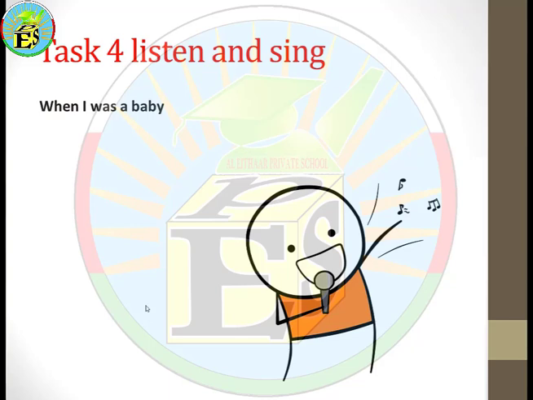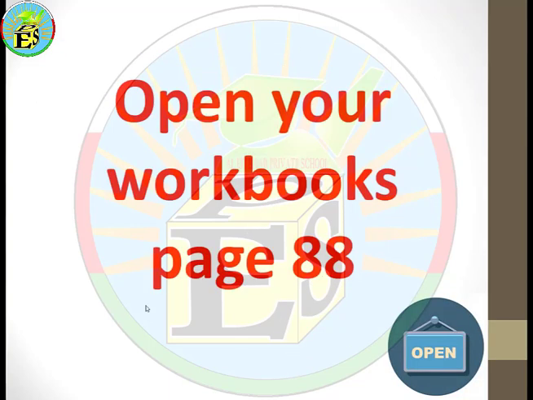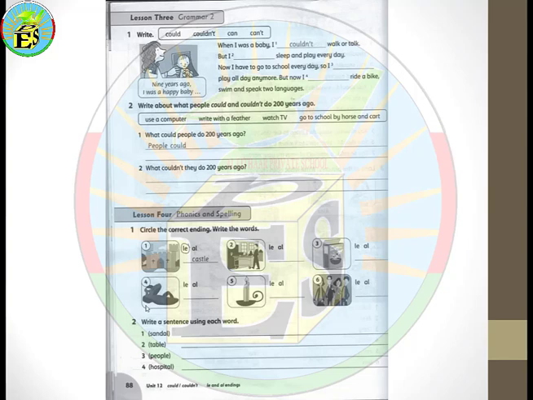After listening to the song, let's open our workbooks on page 88. This is how the page looks like, and we're going to do the first part that is related to our lesson, which is grammar 2. Task number 1. Write. You have a box here with the words could, couldn't, can, and can't. Don't forget that could and couldn't, we use them in the past. Can and can't are used in the present.